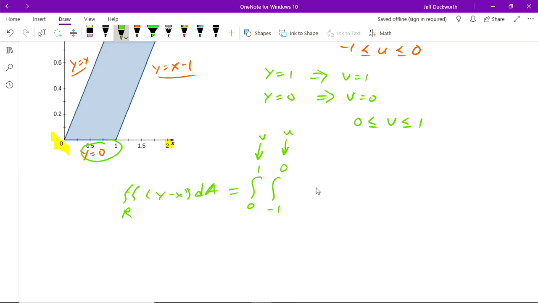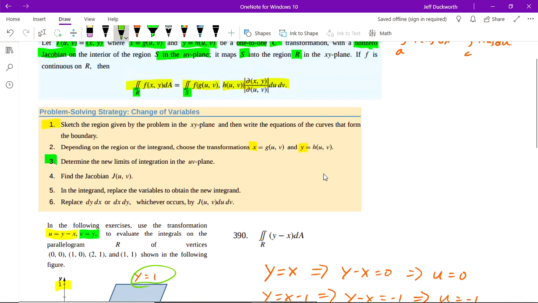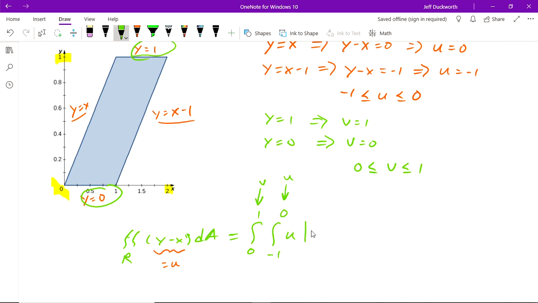and then we're given this y minus x, but that's simply u, right? Y minus x is equal to u. So that's where that comes from. And then we need the Jacobian, J of u comma v. Right? And then we need the du dv. This is what we have to solve for ultimately.